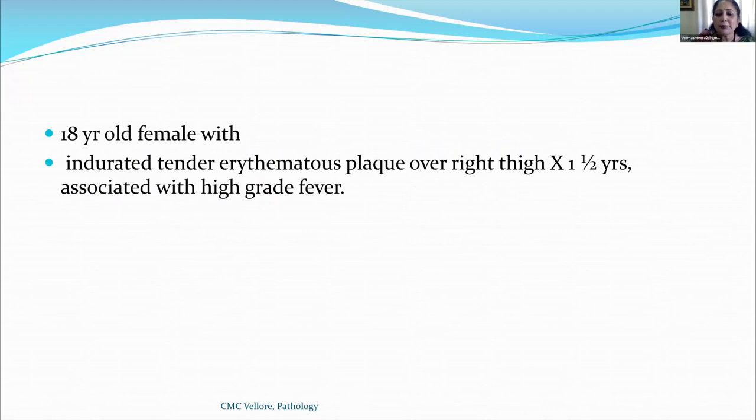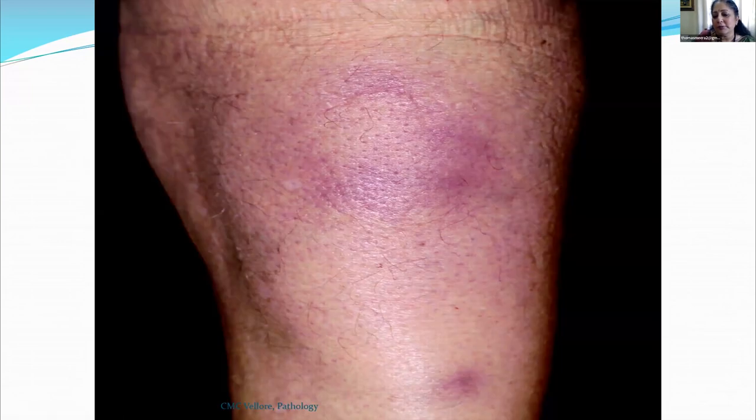18-year-old female with indurated tender erythematous plaque on the right thigh of 1.5 years duration associated with high-grade fever. So here you have the plaque, which is tender. What sort of panniculitis do you see? Lobular, septal. What do you see? Put it in your chat box. I think it's septal. Is that what you think? Or lobular?